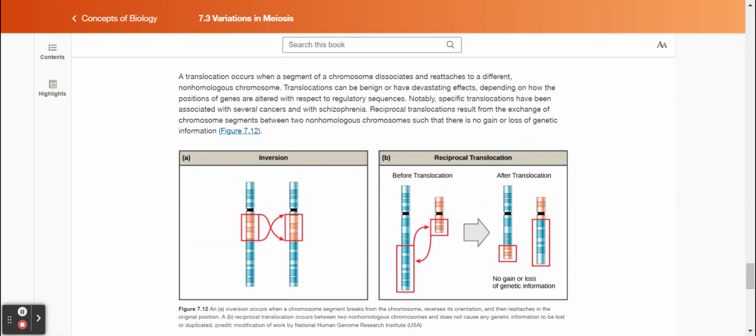A translocation occurs when a segment of a chromosome dissociates and reattaches to a different non-homologous chromosome. Translocations can be benign or have devastating effects depending on how the positions of genes are altered with respect to regulatory sequences. Notably, specific translocations have been associated with several cancers and with schizophrenia. Reciprocal translocations result from the exchange of chromosome segments between two non-homologous chromosomes, such that there is no gain or loss of genetic information.